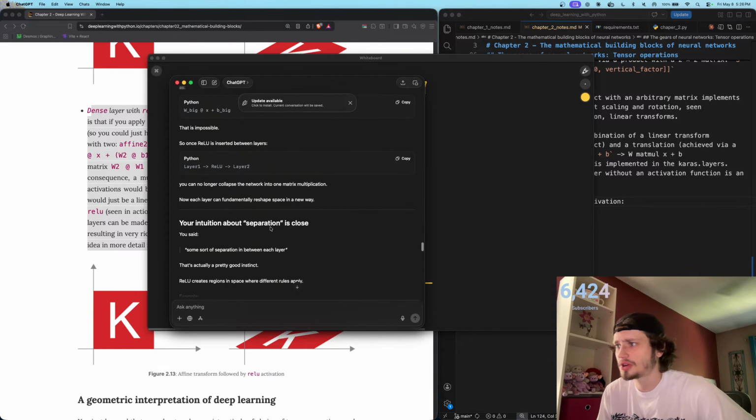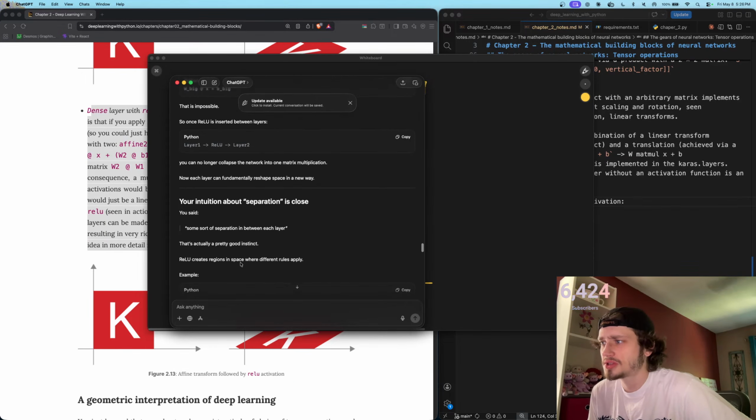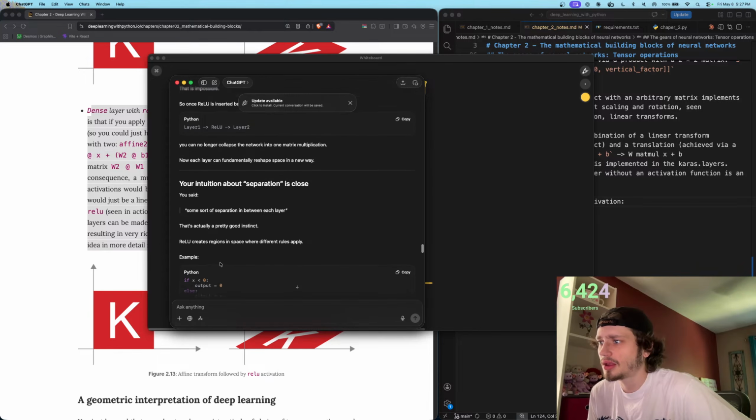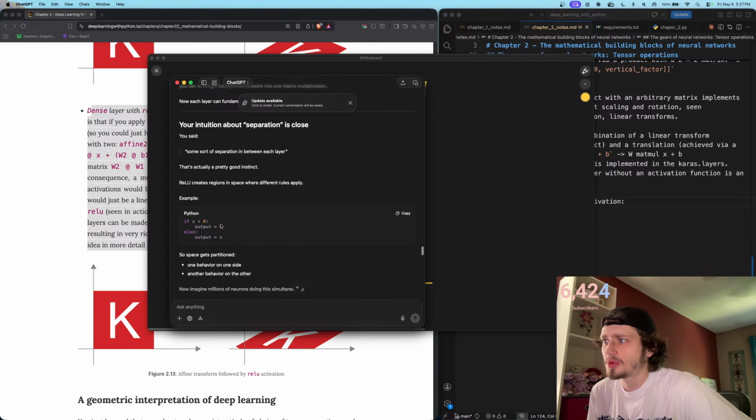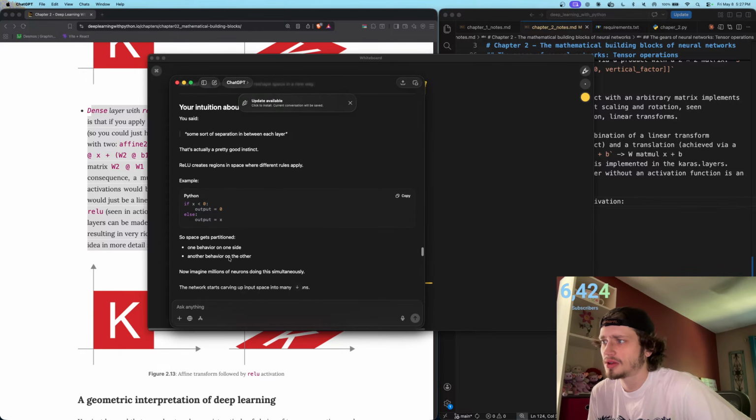Your idea about separation is close, some sort of separation in between each layer. That's actually a pretty good instinct. ReLU creates regions in space where different rules apply. If x is less than 0, the output is 0, else it's x. So space gets partitioned. One behavior on one side, another behavior on the other.